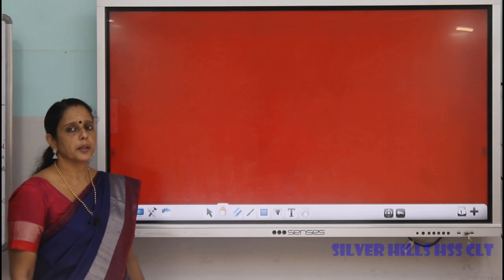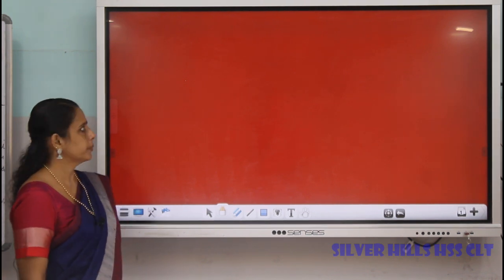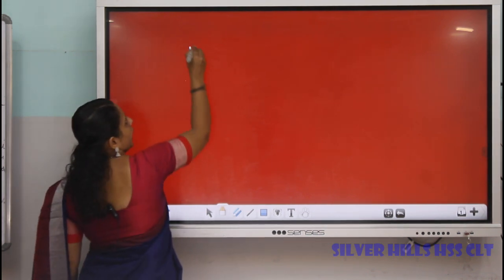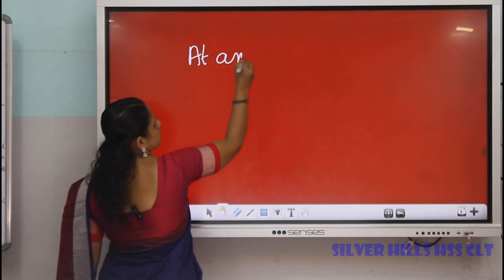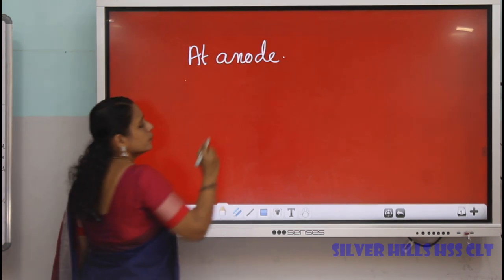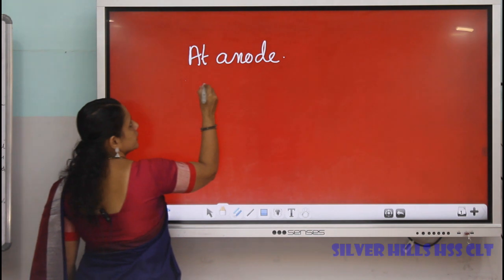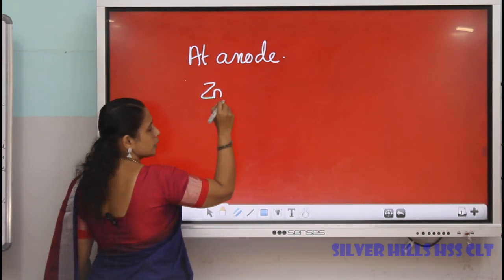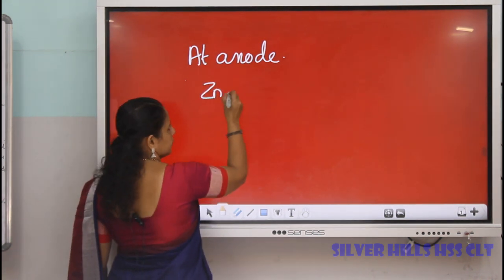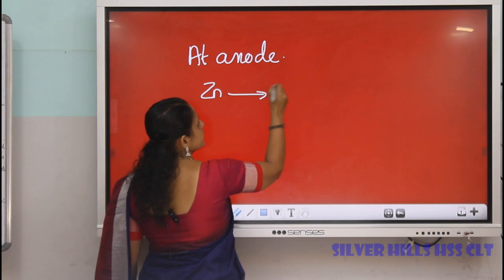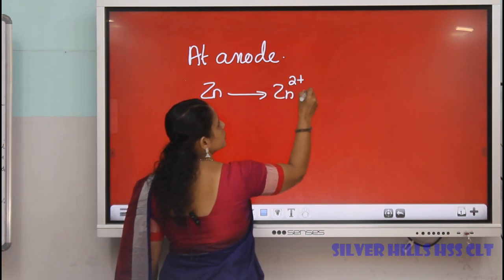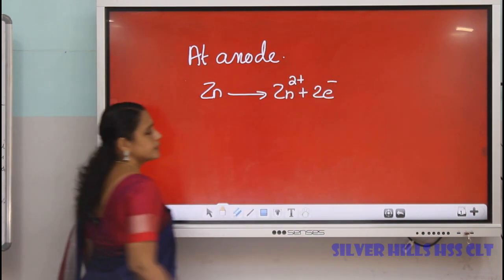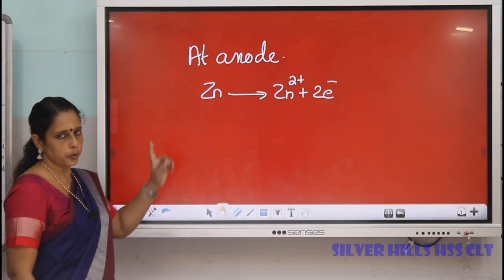The reaction taking place in a Daniell cell can be written as, at the anode. Anode is the compartment where oxidation takes place. That is, the zinc rod dipped in zinc sulfate solution acts as the anodic compartment. So, Zn gives Zn2+ plus 2 electrons. This is the reaction taking place at the anode.